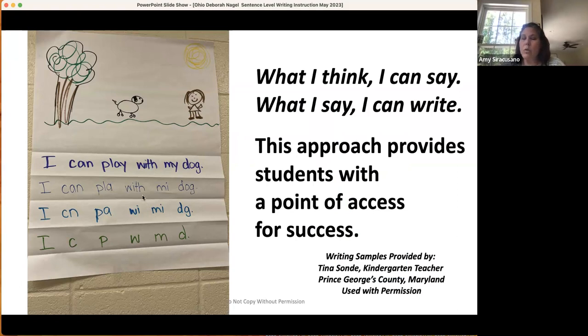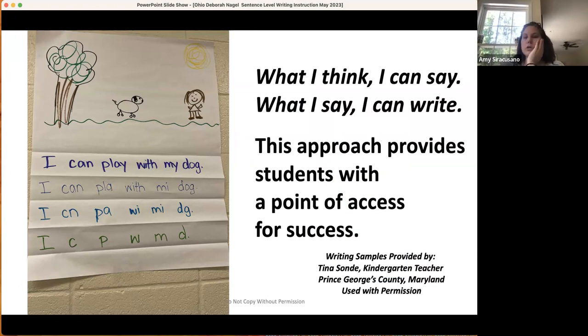You're going to model one level above where your highest student is. So that's your starting point. And then you model down to the point where your lowest student is, not below where that is, because we don't want them to do less. We want them to reach for more. Does that make sense?